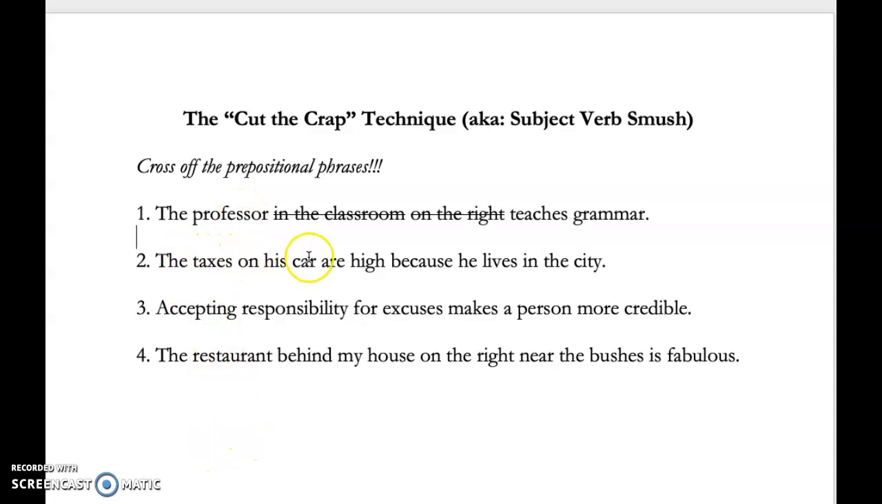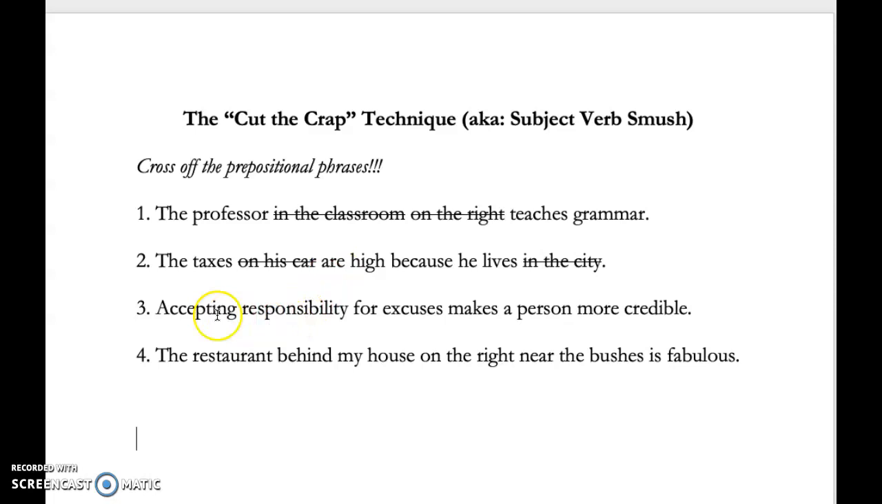The taxes on his car are high because he lives in the city. So here's another on, and I would say on what? On his car. So I can cross that off. I see another one over here, in. In what? In the city. Out it goes. So now I have the taxes on his car are high because he lives. Notice that if I hadn't crossed this off, I might think that the subject is the word car and say car is, but that would be wrong because the subject is the word taxes, because the subject cannot be inside of a prepositional phrase. Taxes is plural, therefore we use the plural form of the verb to be, which is are.